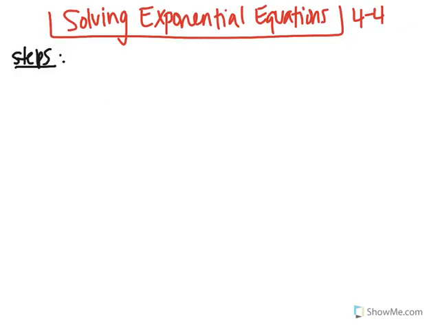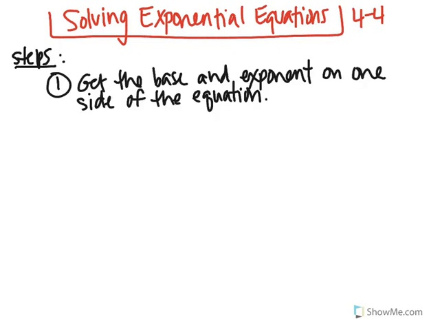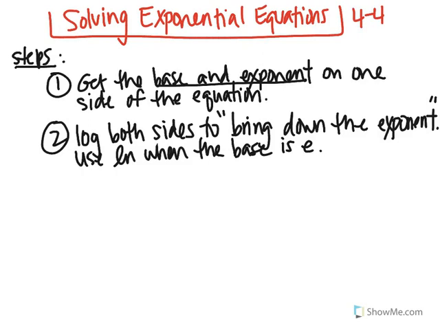So moving on to section 4-4, we're going to be solving equations. The first part is exponential equations. Here's step 1: you're going to get the base and the exponent on one side of the equation, so you have to isolate the base and the exponent. Step 2: you're going to log both sides to bring down the exponent. You're going to log both sides if you have a base that's a number, or if the base is e, you're going to use natural log.